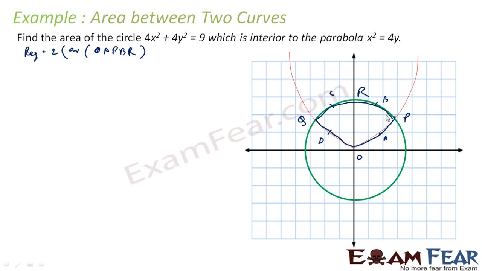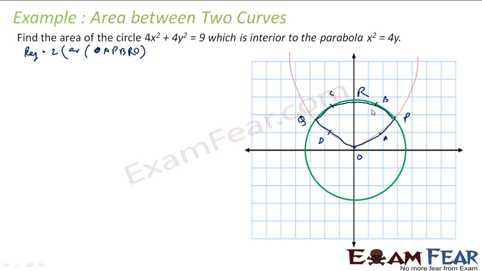OAPBR. So you can find this, or O here also, OAPBR, twice of this area. And I always try to take the area in the first quadrant because x and y are both positive, so with that the calculation is simple. That's one reason why I always take the first quadrant. So I take this and find twice, I get the area.